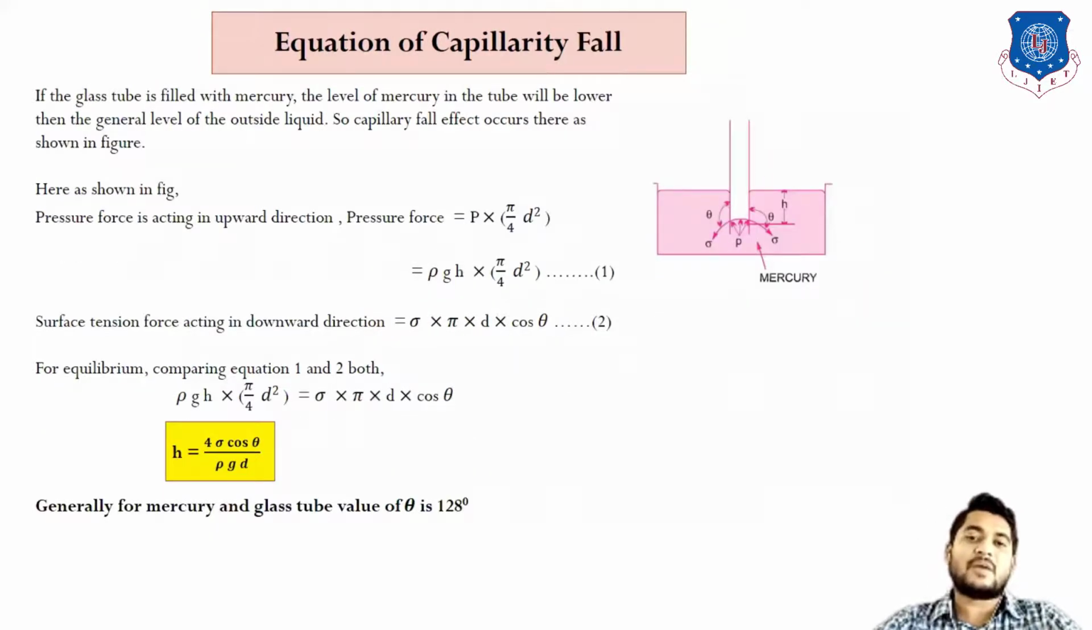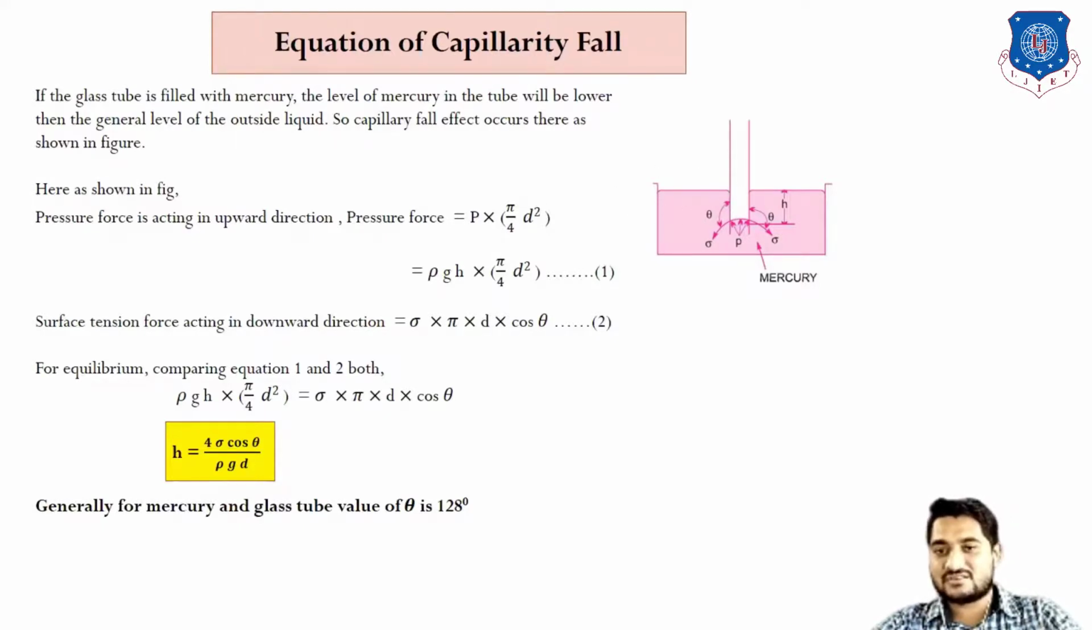Next one, the equation of capillary fall. The method of capillary rise and capillary fall is similar, but the balancing forces are different, right? For water, milk or any type of material, generally capillary rise will occur, but in specific materials like mercury, the capillary fall phenomenon will occur. So suppose we take mercury in this bowl, the level of mercury in this tube will be lower than the general level of the outside liquid. So the capillary fall effect occurs in this sketch, right?